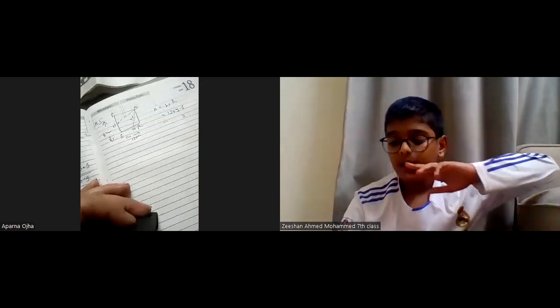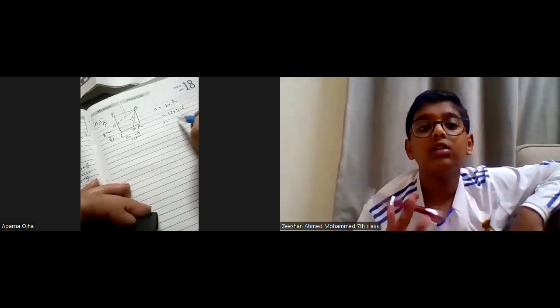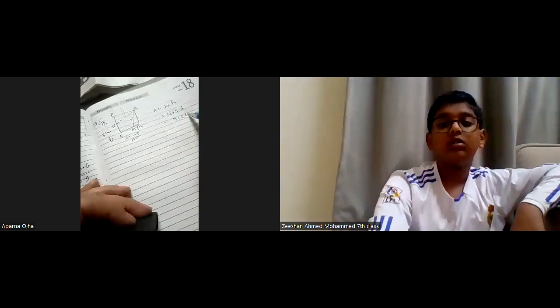Ma'am, the area is 912 square centimeter. Which formula you have right? What is the formula for the area of the parallelogram? Length into breadth. Sorry, base into height. Base into height. Base is how much? The base is 12 centimeter. Very good. Height is how much? 7.6 centimeter. Then you can multiply it. 912 square centimeter. This is the area.